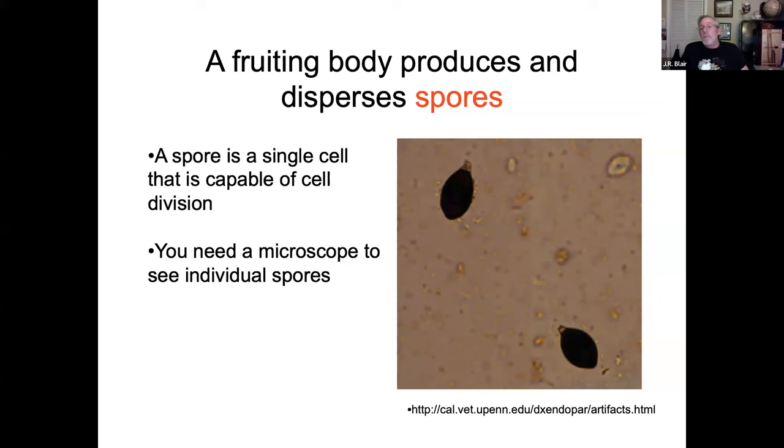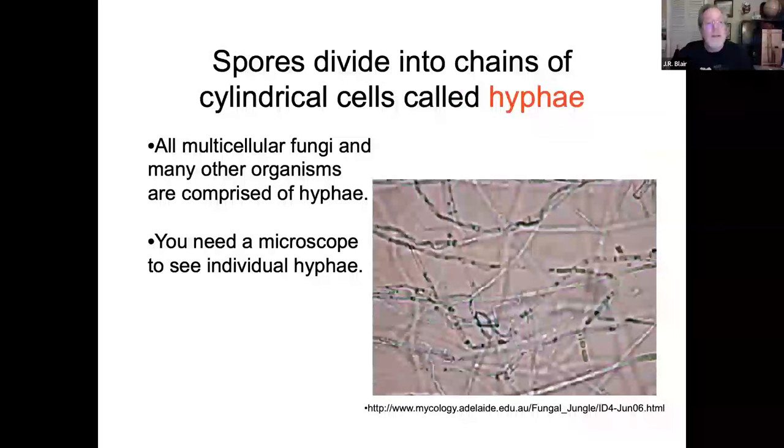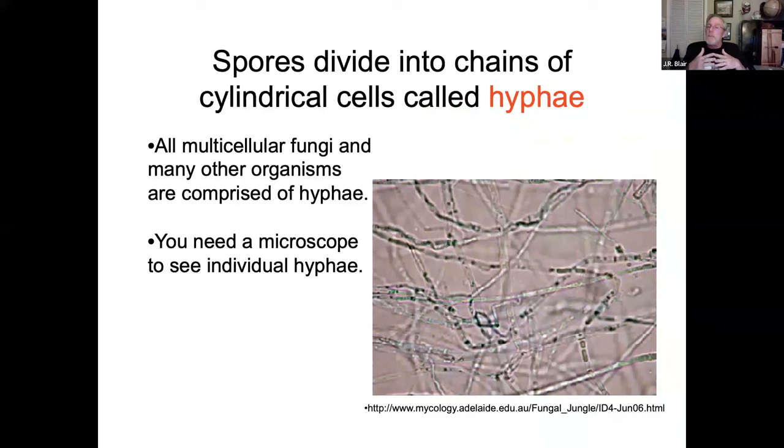Now, those spores then divide into cells that are cylindrical in nature, and they form chains. And these cells are what we refer to as hyphae. It turns out that all multicellular fungi, so in other words, all fungi that are not considered yeasts, which are single cell, and there are some other organisms, such as some slime molds and some other organisms like that, that are comprised of these chains of cells called hyphae.